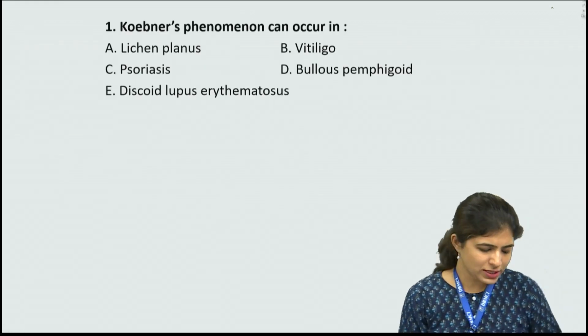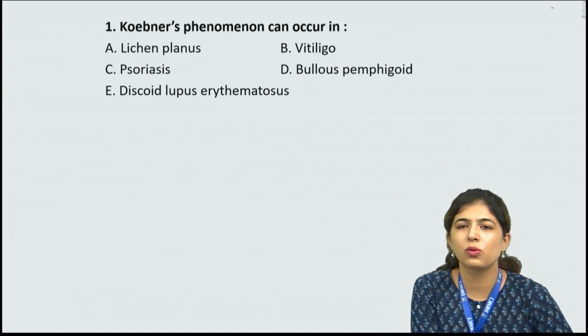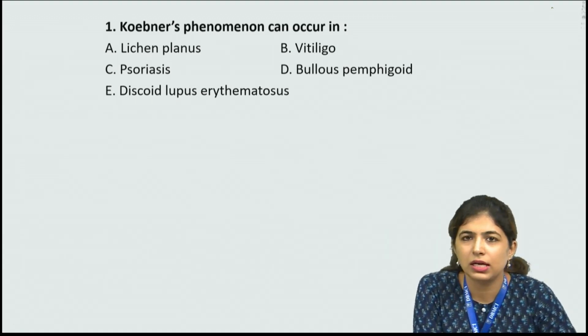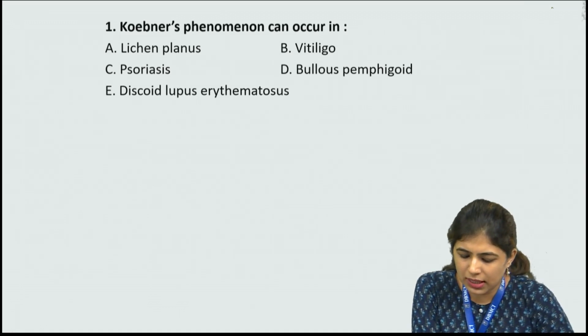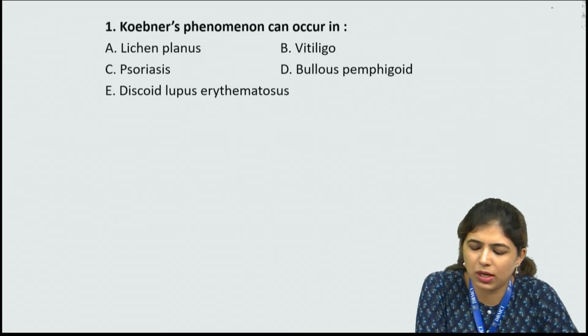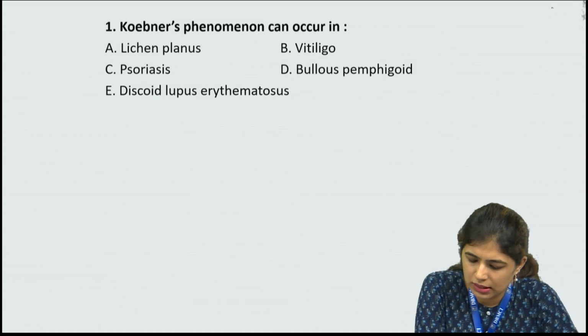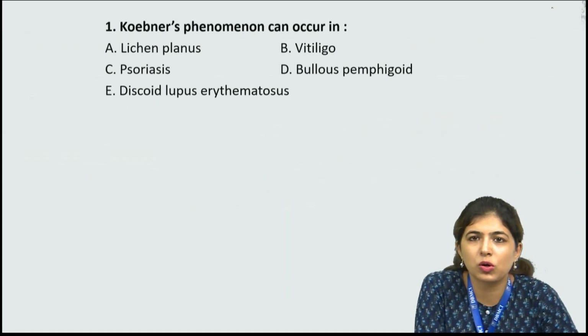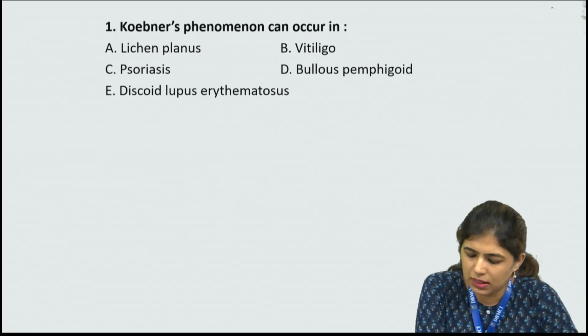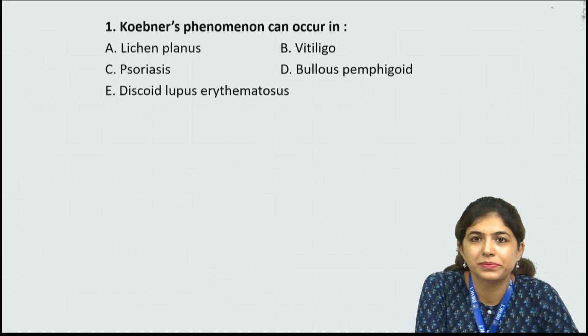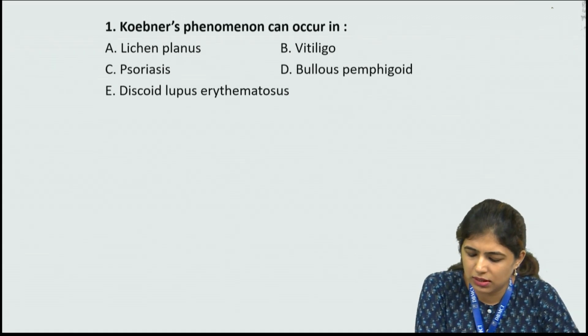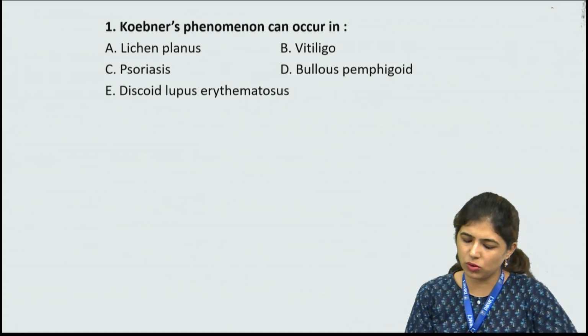The first question for the day, which is otherwise question number 58 in your exam paper, is this. Please go through the question. This is asking us about Koebner's phenomena. It can occur in which of these conditions? We have 5 options. Multiple choice question. A lot of these conditions show us Koebnerization. Which are those?